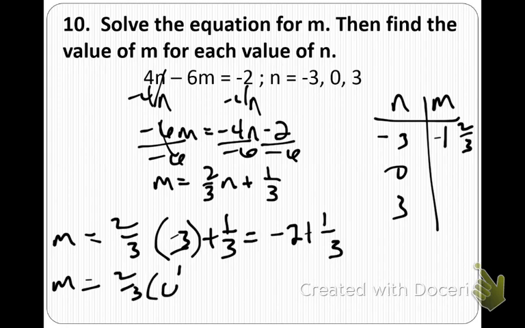2/3 times 0 plus 1/3. Right? That's just 0, so you get 1/3. And then plug in, I can't do it over there.